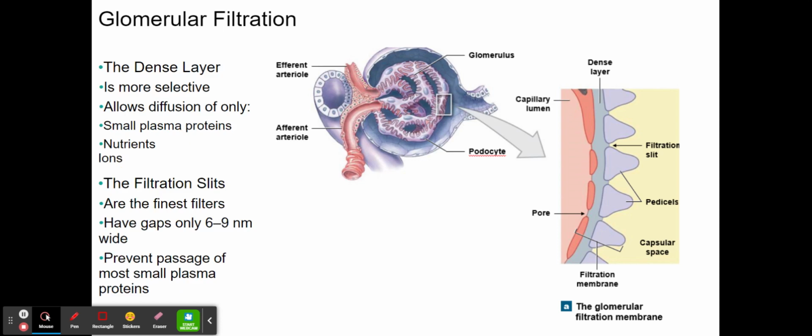The dense layer is more selective. Only small plasma proteins, nutrients, and ions can cross it. The filtration slits are the finest filters of all. Their gaps are only about 6 to 9 nanometers wide. These gaps are small enough to prevent the passage of most small plasma proteins. As a result, under normal circumstances, only a few plasma proteins, such as albumin molecules with an average diameter of about 7 nanometers, can cross the filtration membrane and enter the capsular space. However, plasma proteins are all that stay behind, so the filtrate contains dissolved ions and small organic molecules in roughly the same concentrations as the plasma.